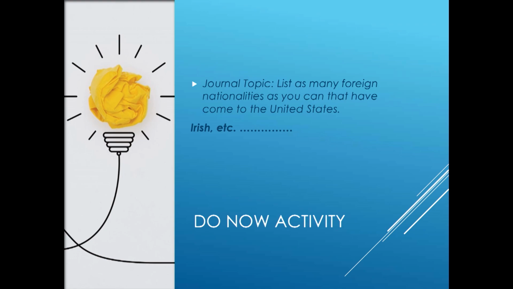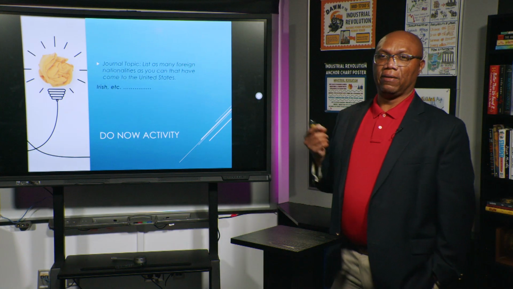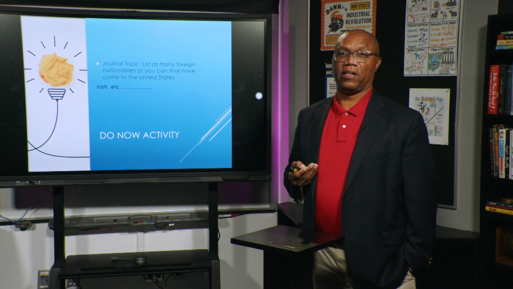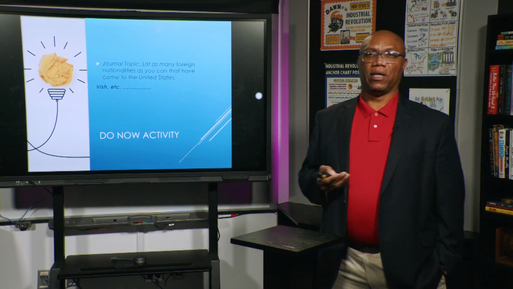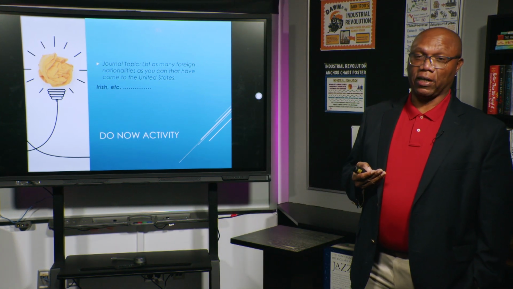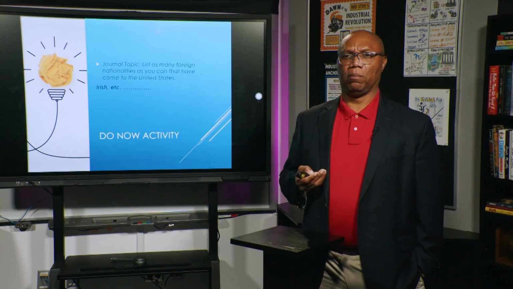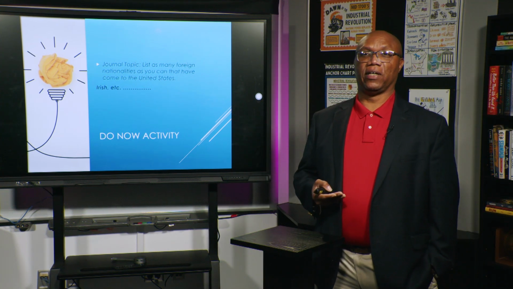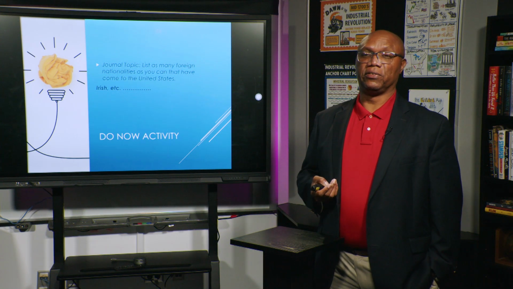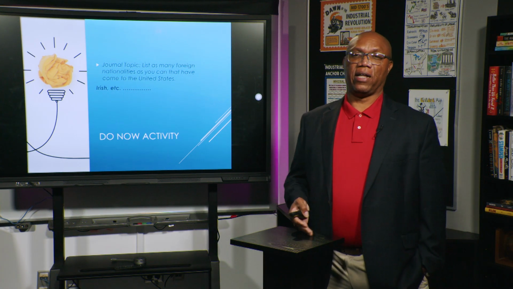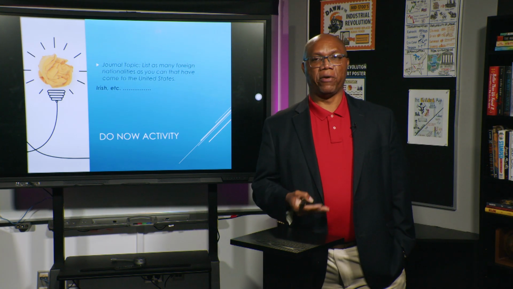Well, you should have had enough time to look at the journal topic. The do now activity says list as many nationalities as you can. And I gave you an example, the Irish. The Irish started coming to this country in the 1830s and 1840s because of the potato blight. But you could have said Italians, Scottish, British or English. You could have said any number of different nationalities from Western Europe, because that's usually where we gravitate.